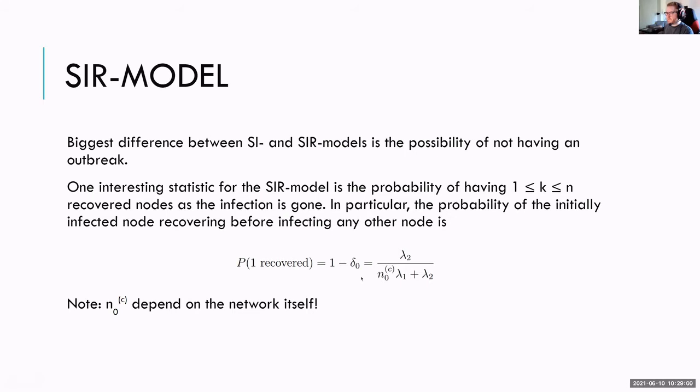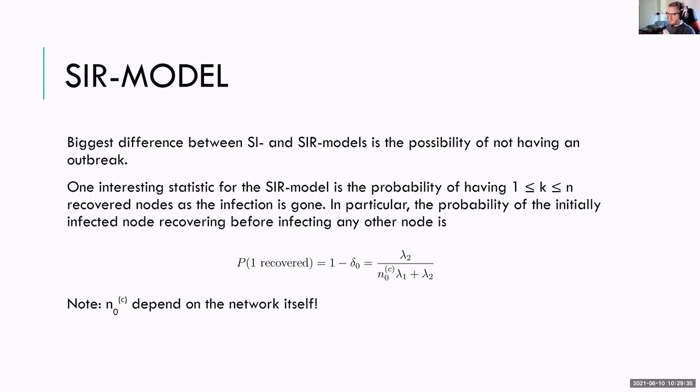And so we can calculate the probability of having a certain amount of recovered nodes, and in particular the probability of the initially infected node recovering before infecting any other node is just lambda 2 over the number of connections times lambda 1 plus lambda 2. You can calculate it for more. In the report, I also do it for 2, but getting for 3 and 4 and all the way up to 100 is going to be impossible because of how intertwined the events can be.